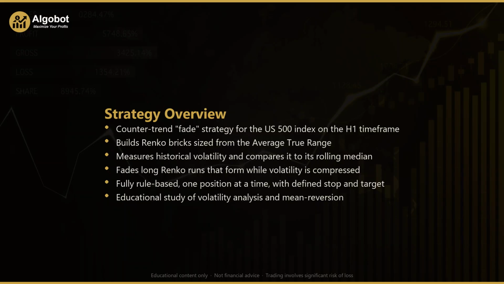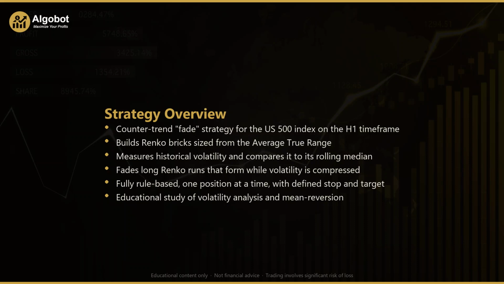The size of each brick is not fixed by hand. It is set to a multiple of the average true range, so the bricks automatically grow in busy markets and shrink in calmer ones. Alongside the bricks, the strategy measures historical volatility. It does this by taking the log returns of recent closes, calculating their standard deviation, and annualizing the result. It then compares that reading to its own rolling median.